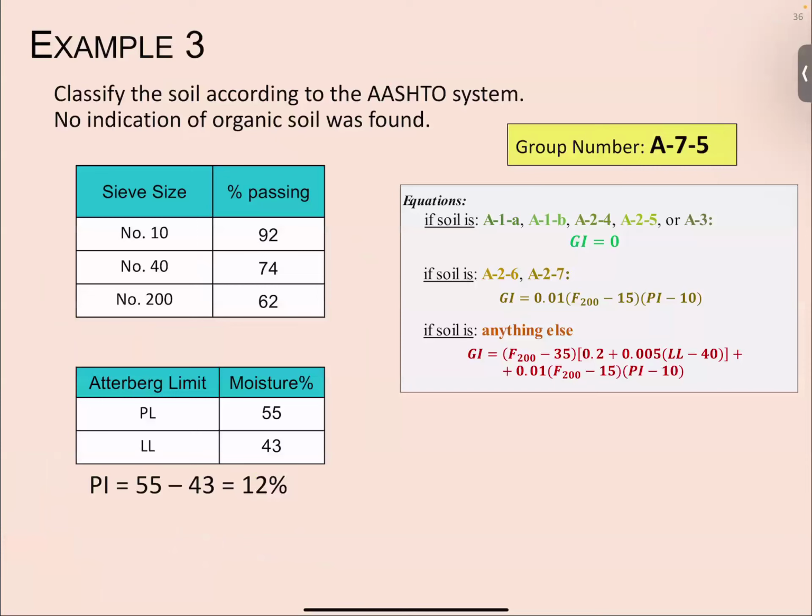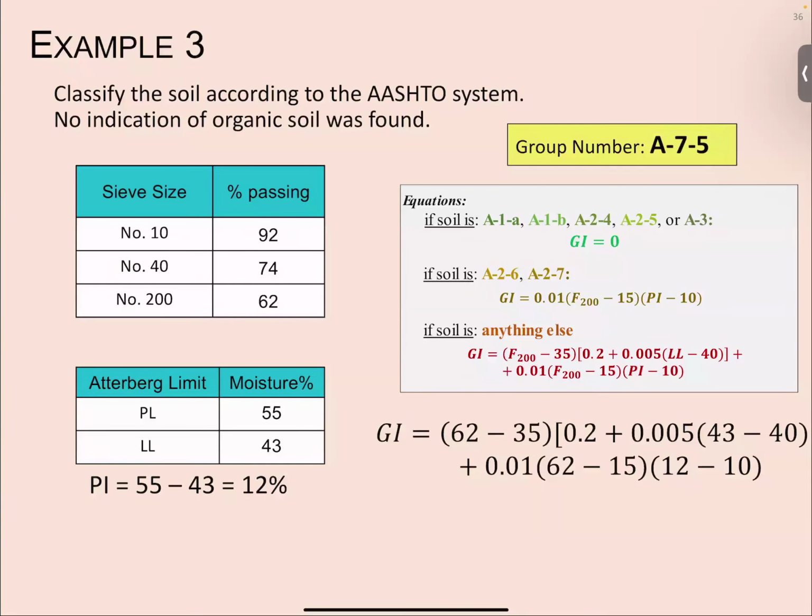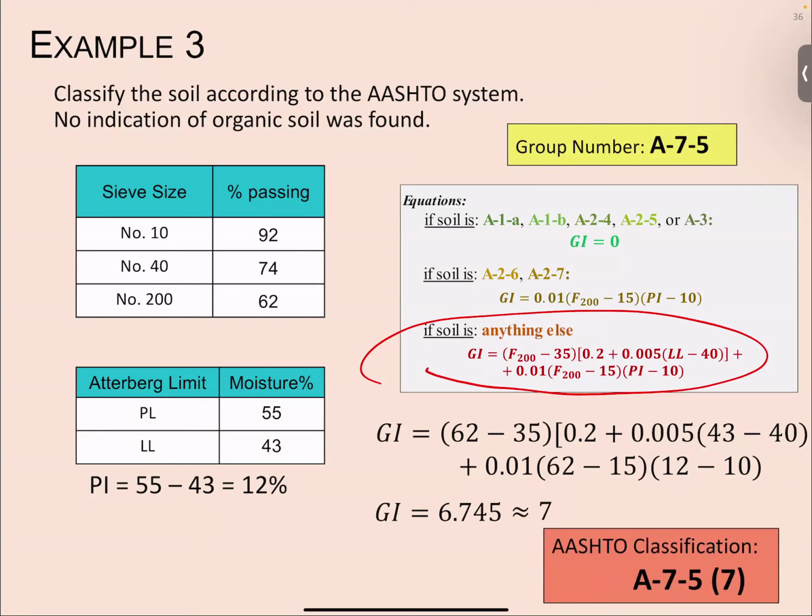So we aren't done. We have to find the group number. So for that, since we're in A-7-5 territory, we would use that last equation. Plugging everything in there, we can see our group number is 6.745, but we would never show it as 6.745. We would just say 7. So our AASHTO classification that we would send to DOT is A-7-5 and then 7.